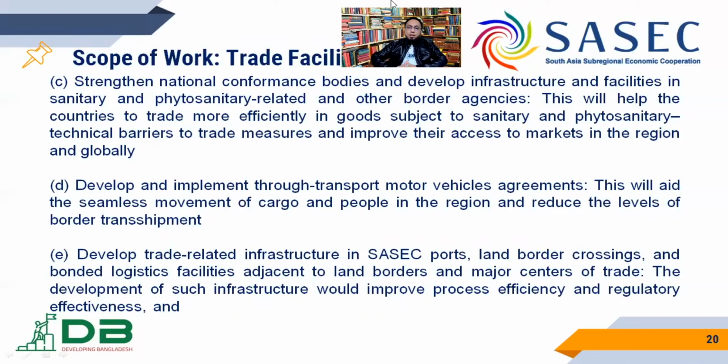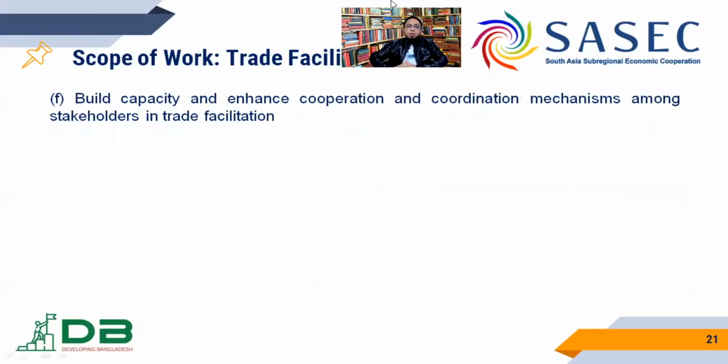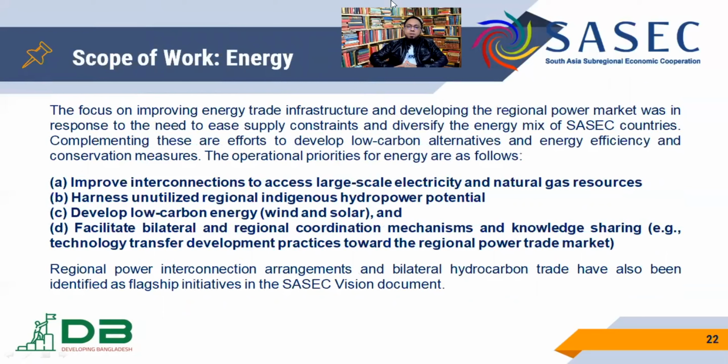So to reduce transshipment requirement, which is time consuming as well as a hassle for the importers and exporters or transport carriers, SASEC member countries agreed to foster their transport and reduce transshipment requirement, and development of trade relevant infrastructure in the SASEC ports, land ports, seaports, airports, and other areas of cross-border trade. Finally, build capacity and enhance cooperation and coordination mechanism among stakeholders of trade facilitation. So trade facilitation is the number 1 priority in SASEC countries through connectivity, automation of agencies, and others.